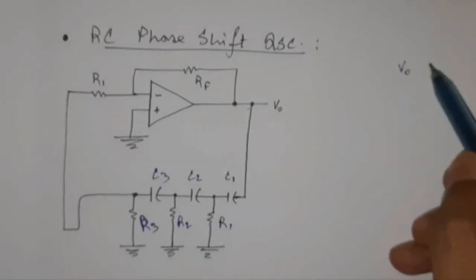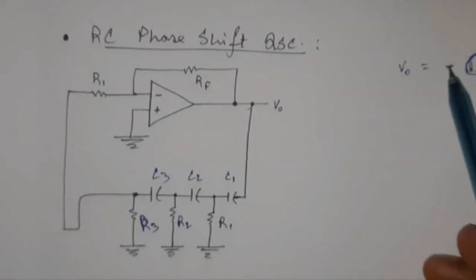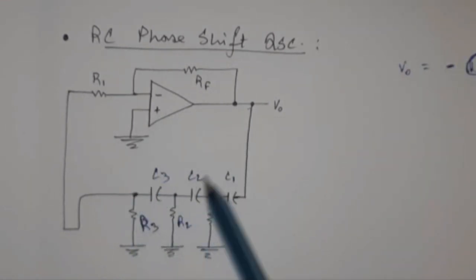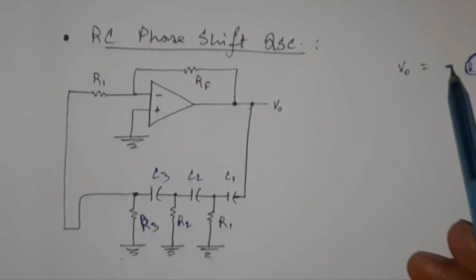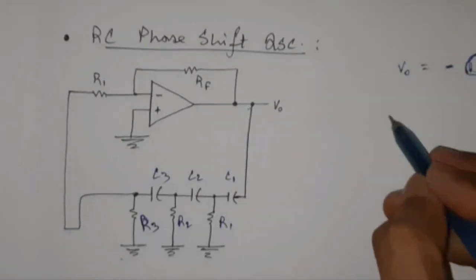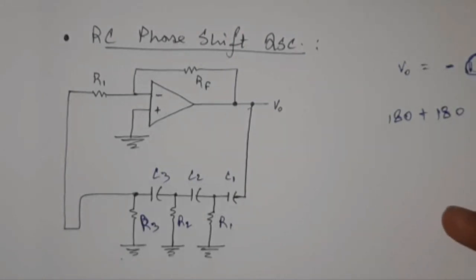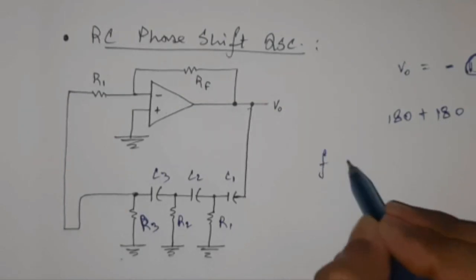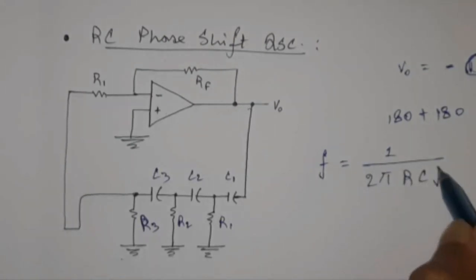Because here it is inverting, the output is V out equal to negative something. You would have studied that in inverting op-amps. So this is inverting, hence it is providing a 180 degree phase shift. For the phase shift to be 360 degrees in total, this feedback network should provide 180 degrees more, so that 180 degrees plus 180 degrees gives a total of 360 degrees for oscillation. This would occur by calculation, you can solve it later. This would occur at a frequency given by f equal to 1 by 2 pi RC root 6.